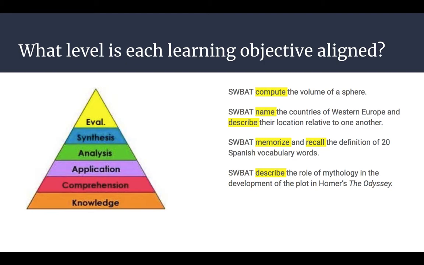If you're looking at map making, you might also talk about that in terms of application, maybe, depending on how you have them go about that skill. Students will be able to memorize and recall the definition of 20 vocabulary words. That's knowledge. Now think about that. Some of your classes are going to stay very much in the knowledge, the lower level. Some of them are going to be able to move our students up. Students will be able to describe the role of mythology in the development of plot in Homer's The Odyssey. That really is an analysis. That's having them analyze what role did mythology have in the plot? How did the mythology move the plot along? So I'm taking it down and I'm breaking it down. So that's analysis, okay?